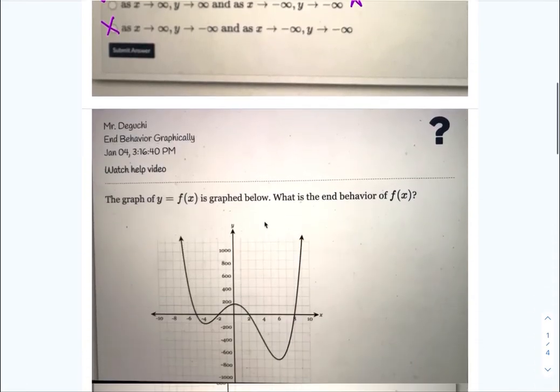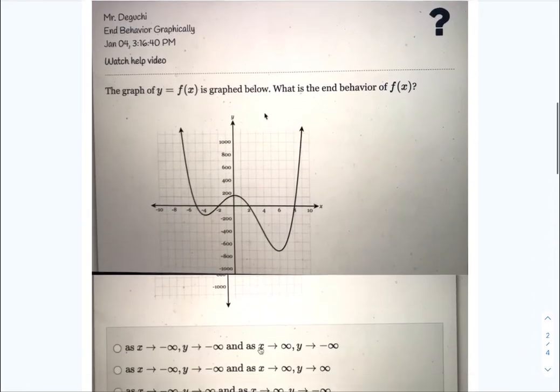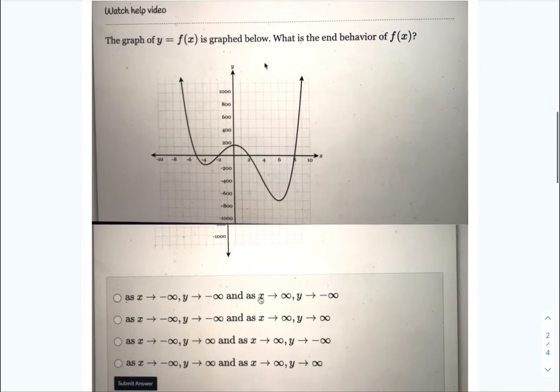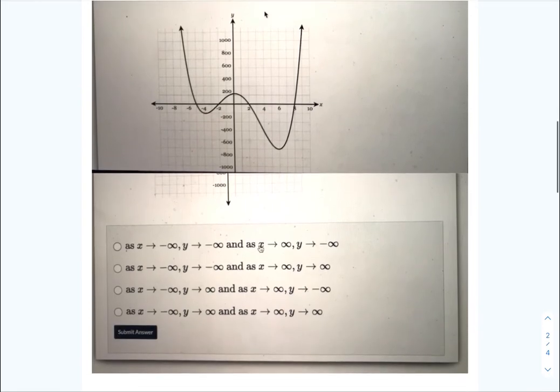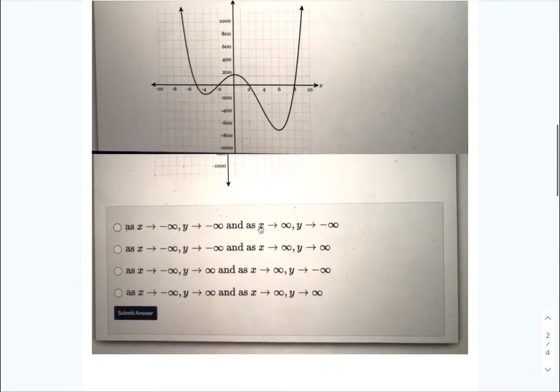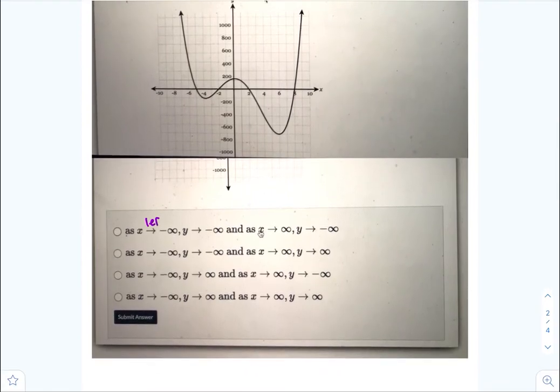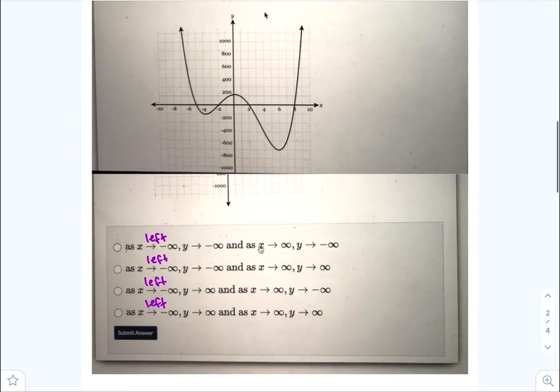Okay, let's look at another. Alright, we have this one, you guys, right? Let's look at what they give us. As x is approaching negative infinity, that's what it says, right? So as it's going to the left, I'll just write this for you guys. As it's approaching negative infinity, which means going to the left.